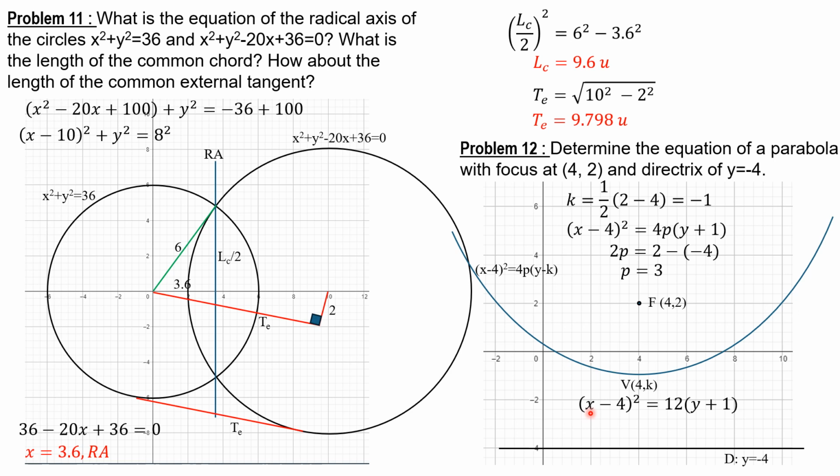So we have (x minus 4) squared equals 4 times 3, which is 12, times (y plus 1). Simplifying, x squared minus 8x minus 12y, then 16 minus 12 is 4, equals 0. So the equation of the parabola is x squared minus 8x minus 12y plus 4 equals 0. So that's it for that parabola.